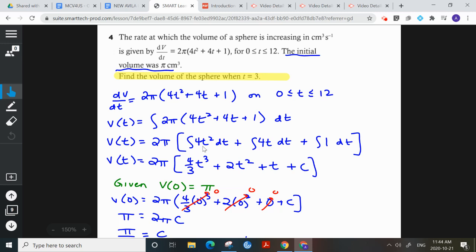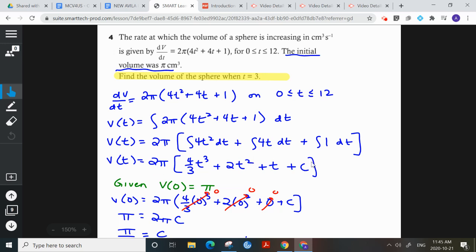So the integral of 4t², I'm going to pull out that 4. The integral of t² is t³ times 1/3. So that would be 4 times 1/3, or 4/3 times t³. Here, the integral of 4t is going to be 4 times t² times a half. So 4 times a half gives me 2 times t². And the integral of 1 is just going to be t plus C.